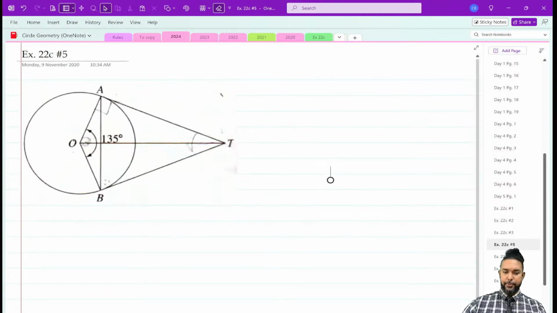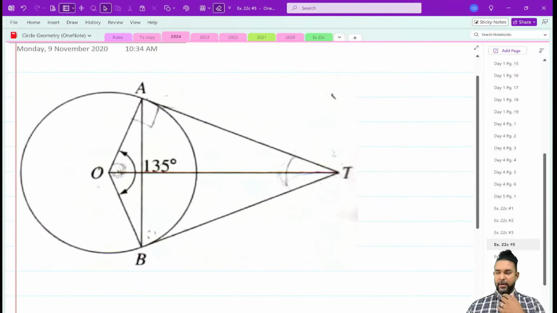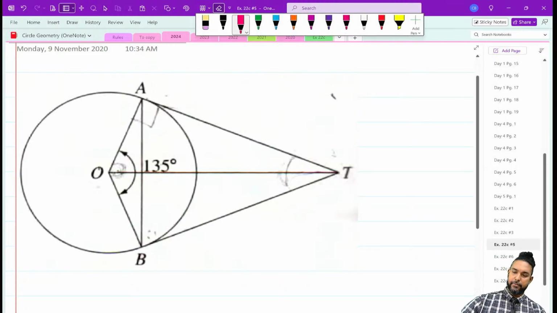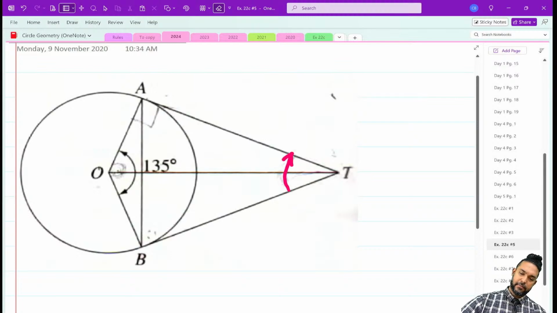Alright guys, so let me zoom in here. So in this particular case, what do we have to find? Oh, sorry, this is a simple one. We just had to find this angle here, given that this angle here is 135.